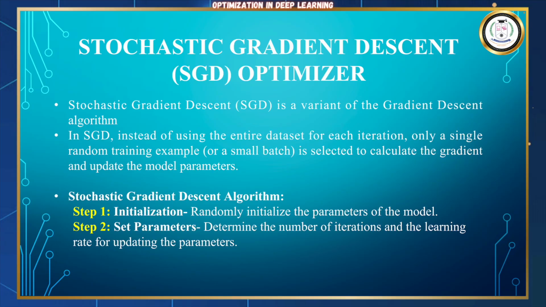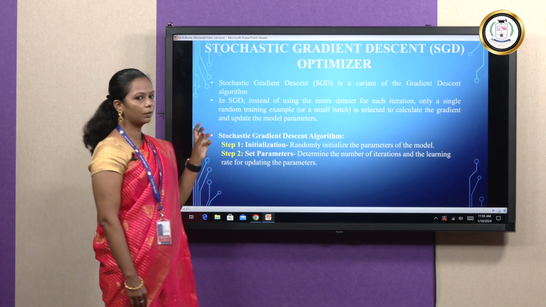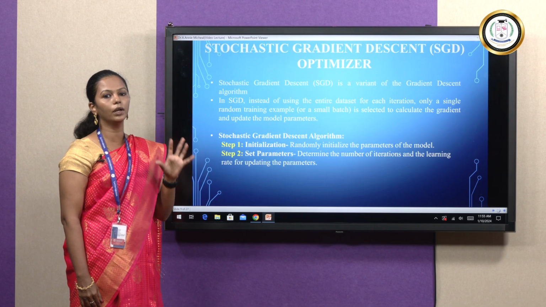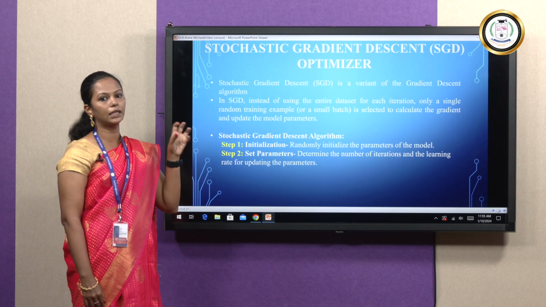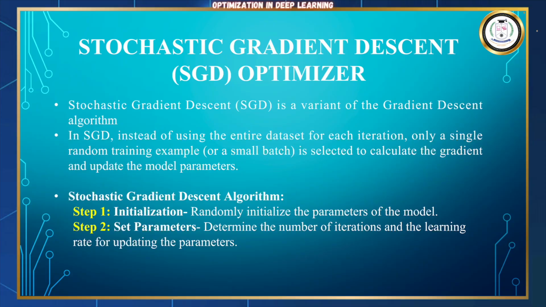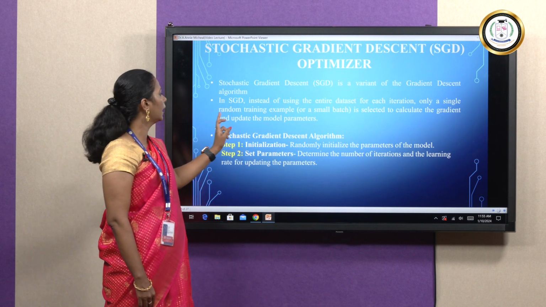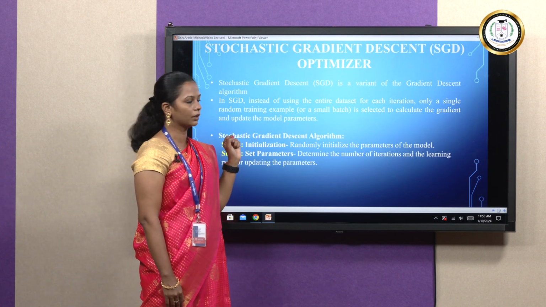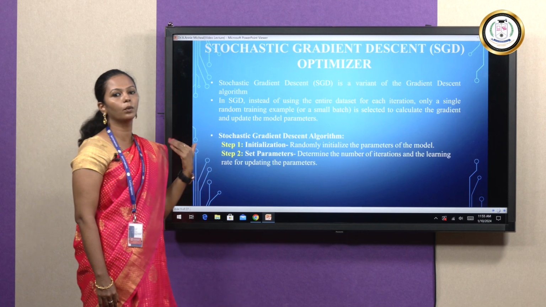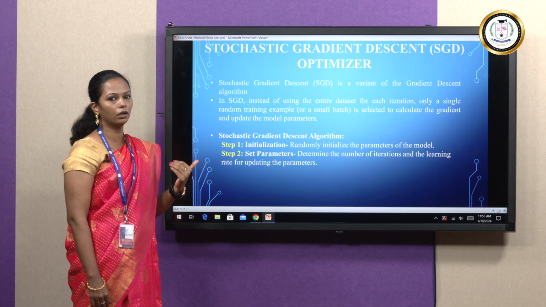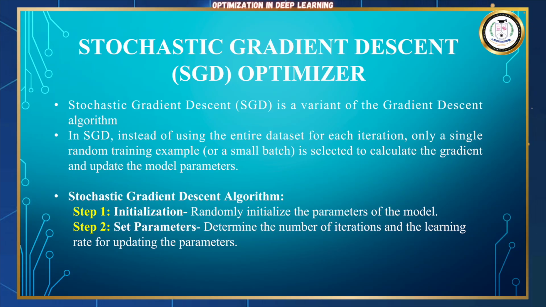So next is your stochastic gradient descent optimizer. It is a variant of the gradient descent optimizer, and stochastic means some random variable. So here we are going to take some random training data from the whole data set. Instead of using the entire data set for each iteration, only a single random training example is selected to calculate the gradient and update the model parameters. So gradient is how much your weight is changing with respect to your loss function. So this is the algorithm for it.